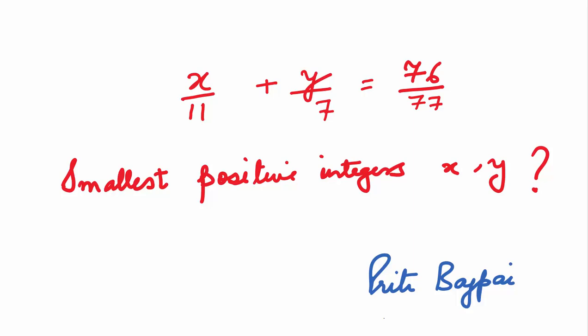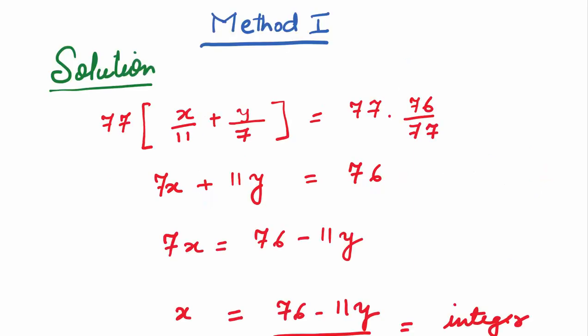It says find the smallest positive integers x and y such that x upon 11 plus y upon 7 is equal to 76 upon 77. The same problem could have been posed as: you are given two fractions. The numerators are not known but the denominators are 11 and 7. When these two fractions are added, we get the sum as 76 upon 77. Find the numerators.